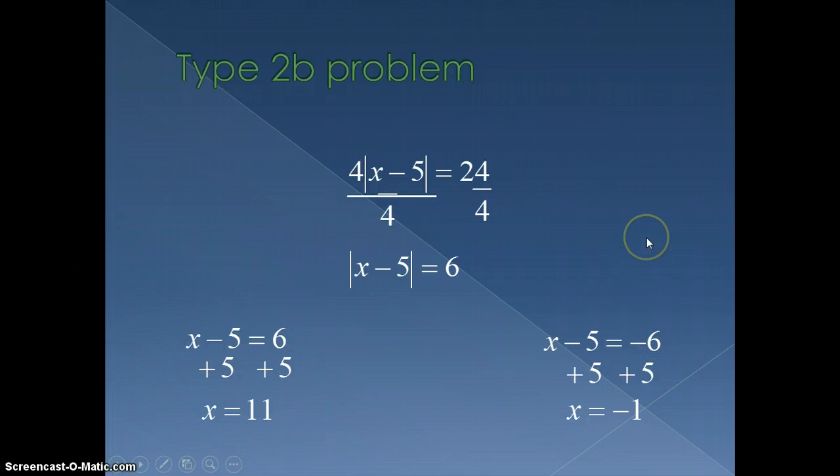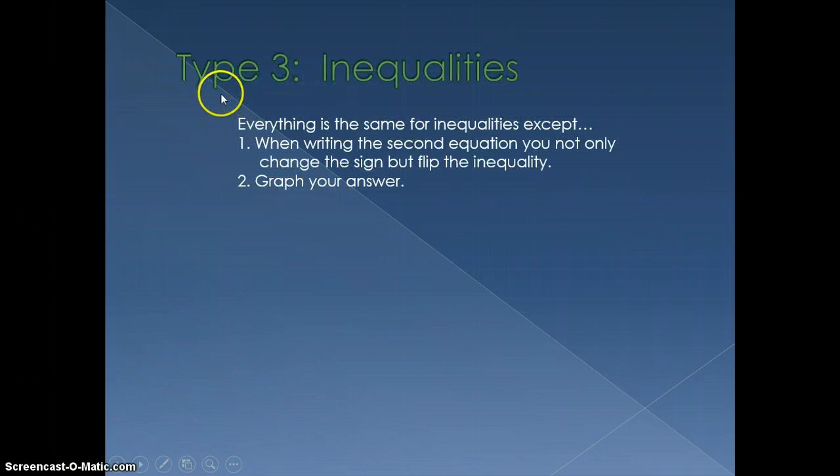So let's take a look at an inequality. All right, and again, these are really nothing different. Everything is the same for inequalities, except when writing the second inequality, you not only change the sign, but you also flip the inequality. And then the other part is you're going to have to graph your answer. So let's take a look and see what that looks like.